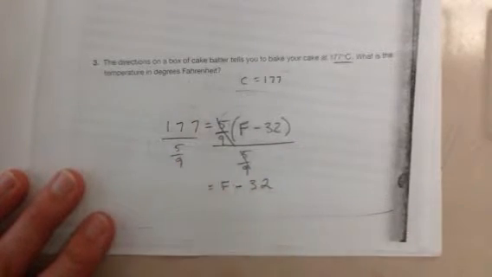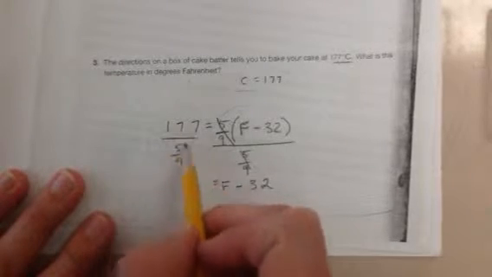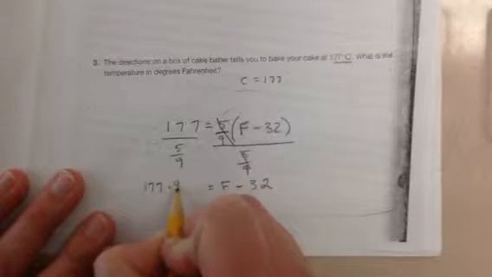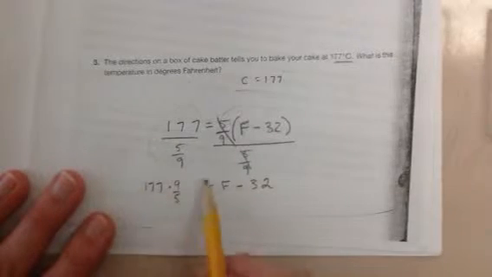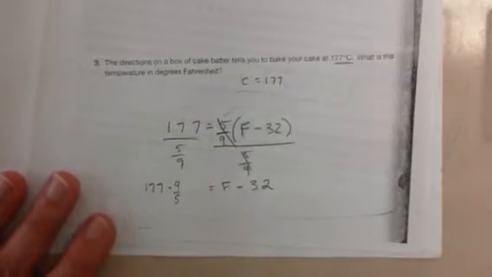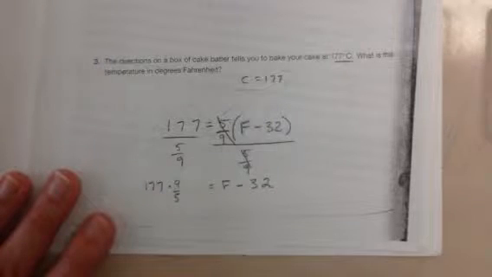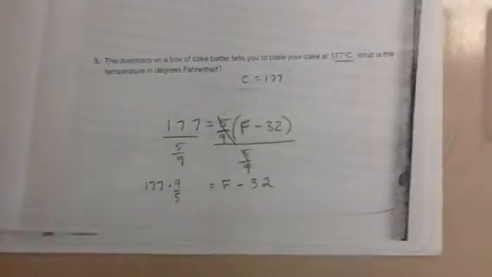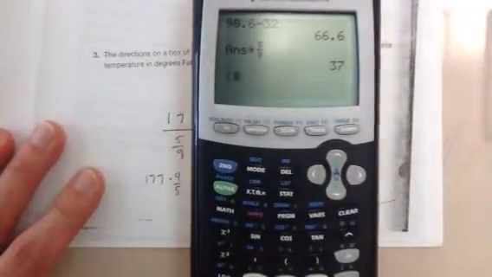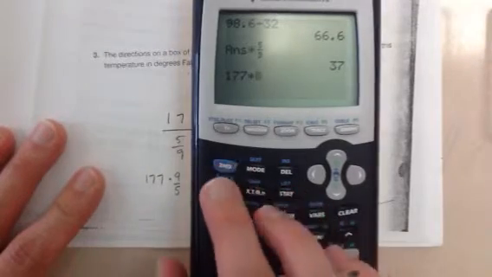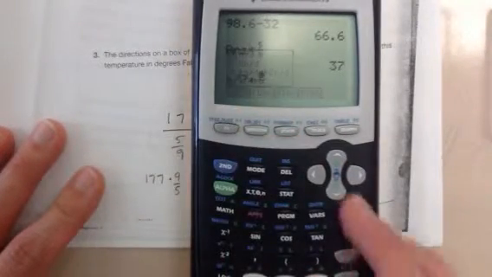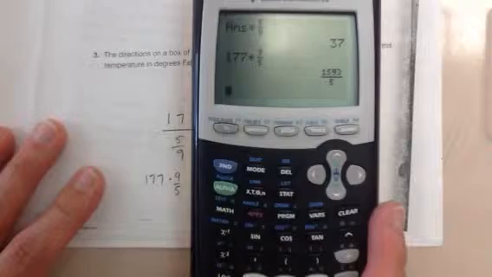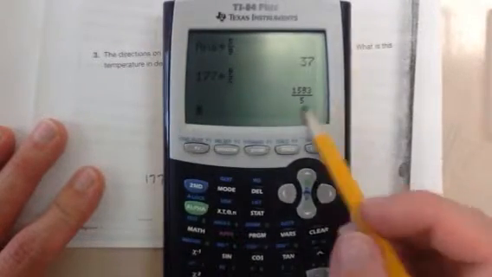Now, on this side, this is the same thing, dividing by a fraction. 177 divided by 5/9 is the same thing as multiplying by the reciprocal. So some of this is review about multiplying by fractions. So if I multiply by 9/5, then I will have what F minus 32 equals. So I'm going to type in 177 times alpha y equals 9 divided by 5. And that gives me a pretty big fraction.